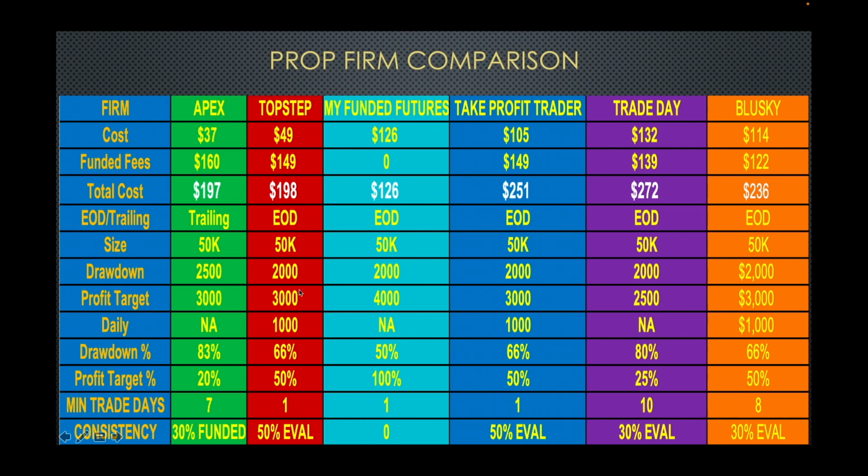Top Step, you have roughly 66% of it to play with, and not even that because you have $1,000 a day. My Funded Futures, it's 50%, so your profit target's 4,000. They only give you 2,000 to play with, so it's roughly 50% of your profit target that you have to play with. Take Profit Trader, same concept as Top Step, so it's even less. Even though it's 60%, it's actually $1,000, so it's less than 60% that you have to play with. Trade Day, again, it's the same as Apex. It's roughly 83% or more. And Blue Sky, it's the same as the other ones.